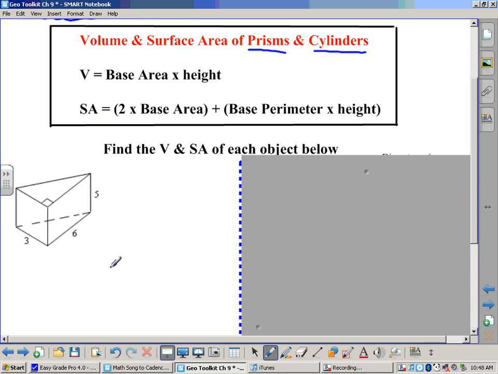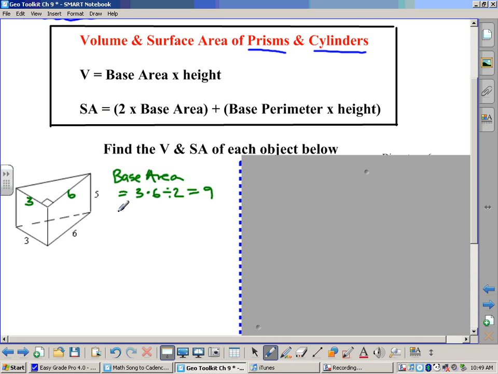So what we want to do is find the area of the base, the height, and the perimeter of the base, and that'll help us figure out the volume and the surface area. So first of all, to find the area of the base, I'm going to write base area right here. Well, the base is just a right triangle, and it's 3 here, and this side is 6. So we have a base, we have a height, and it's just a right triangle here. So to find the area of that particular triangle, we're going to take 3 times 6 and divide by 2. 3 times 6 is 18, and 18 divided by 2 is 9. So that's going to be our base area, and we'll use that later in the formula.